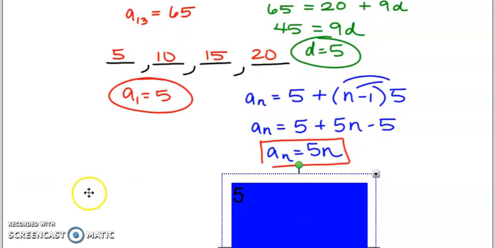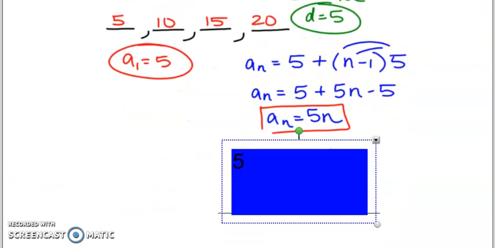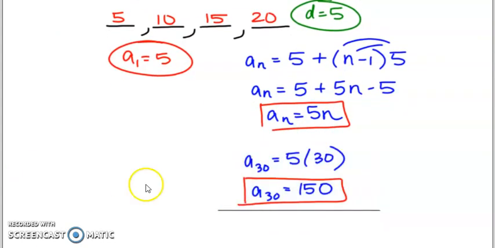And then we were asked to find the 30th term. So I'm going to take 5 times 30. The 30th term here would be 150.